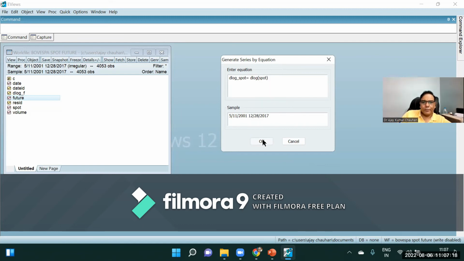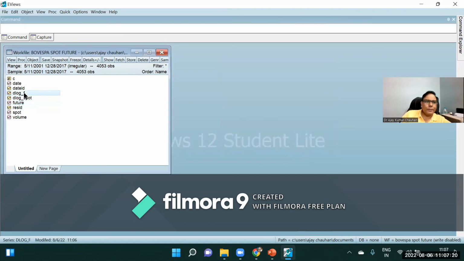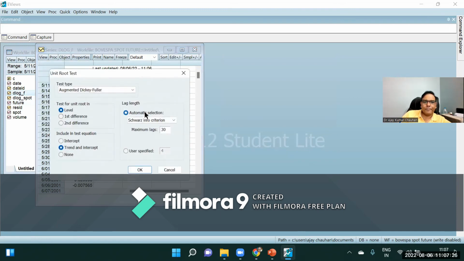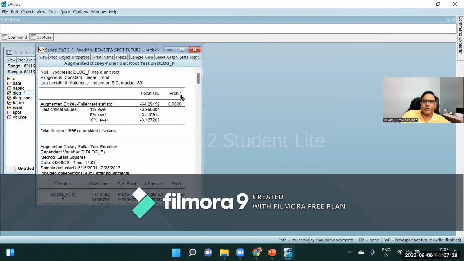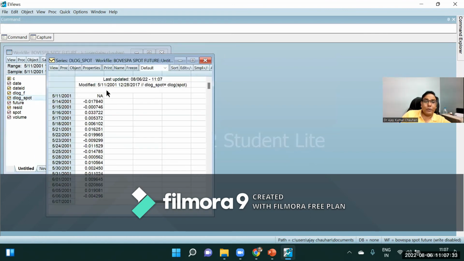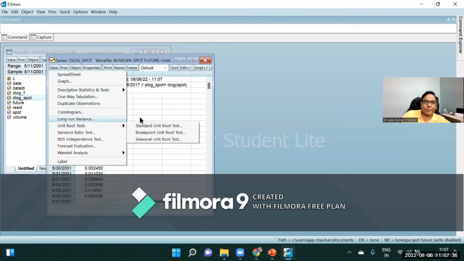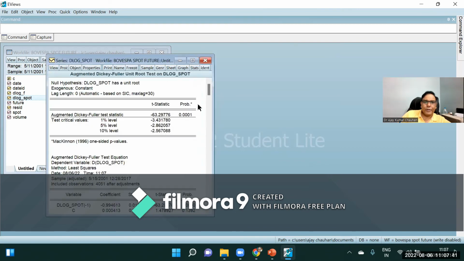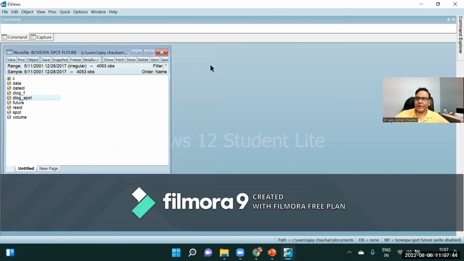So we have both d-log future, check unit root test, okay, and you see that it is stationary. So it is an I(1) series. Similarly, d-log spot is also an I(1) series. So both the series are I(1). We can apply cointegration between them. So this is the first step, number 1.